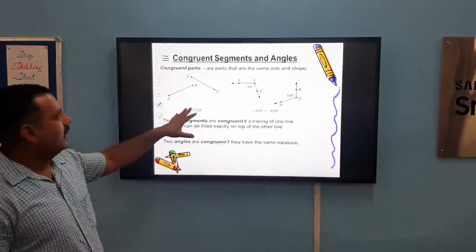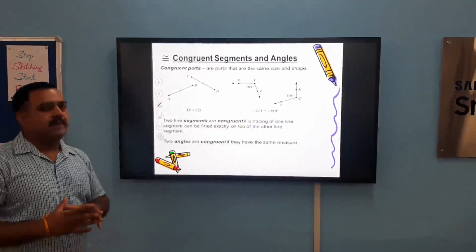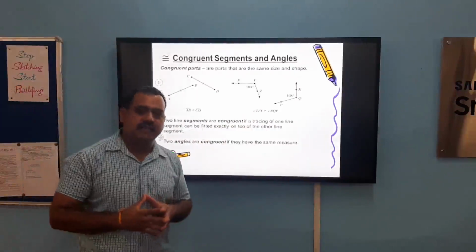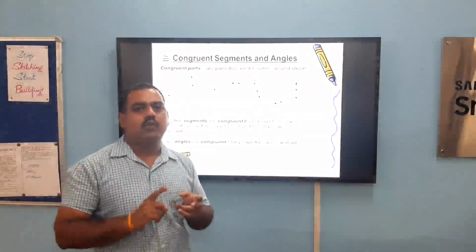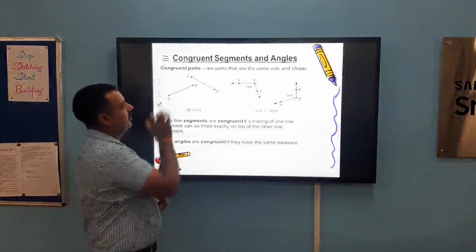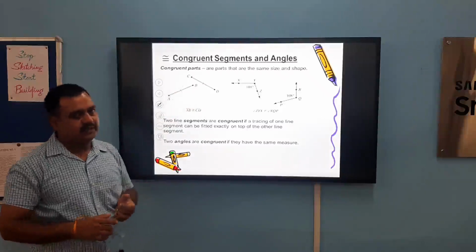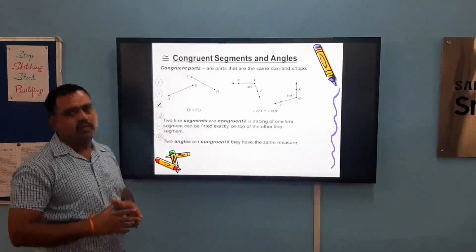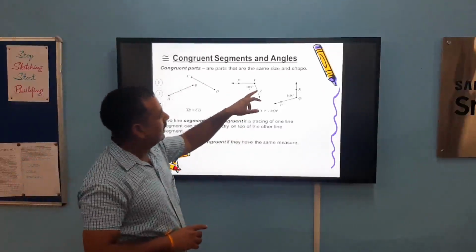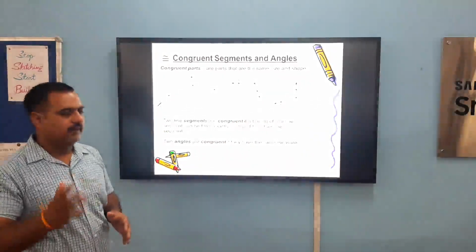Now, congruent line segments and congruent angles. Congruent parts means the parts which have the same size and same shape. In case of congruent line segments, two line segments are congruent to one another if they have the same length. Just like here, line segment AB has the same length as line segment CD, so these two line segments are congruent to one another. In case of angles, if two angles have the same measurement, then the angles are said to be congruent to one another.